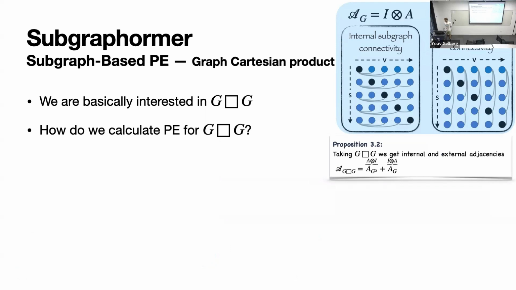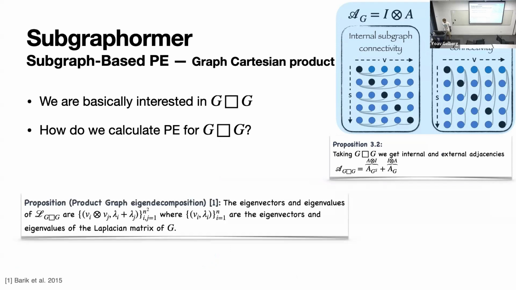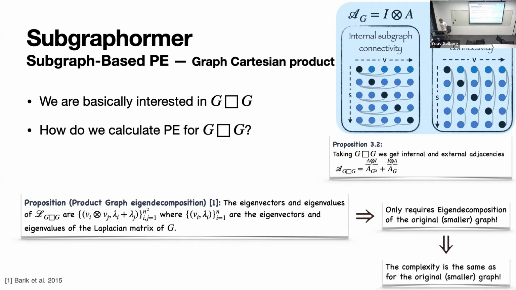And this basically was already developed. This old proposition says that the eigenvectors and eigenvalues of the Laplacian of G Cartesian product G are the Kronecker product of the eigenvectors of the Laplacian of the original graph G. And the implication of this is that we only need to apply eigen decomposition to the original small graph. And the implication of this is that the complexity is the same as if you had computed the PE for the original graph.